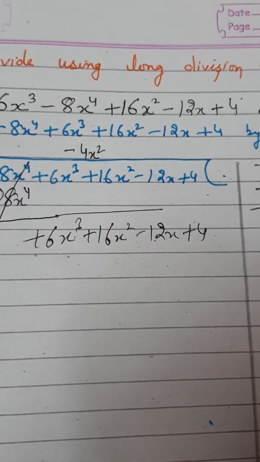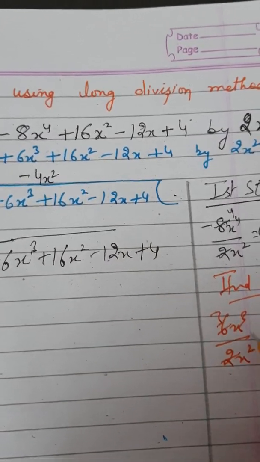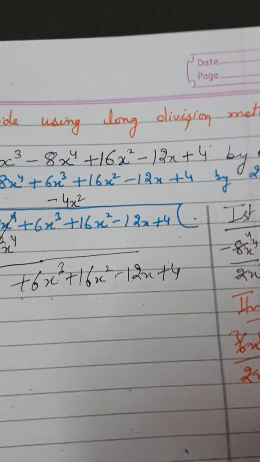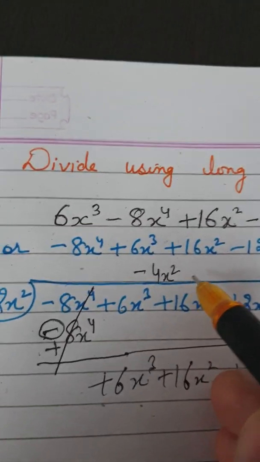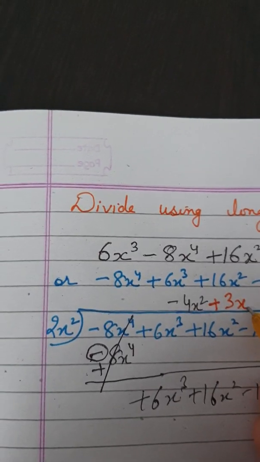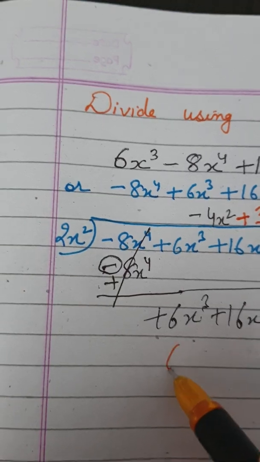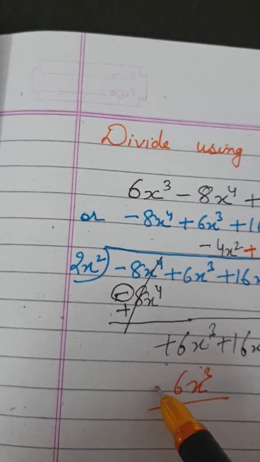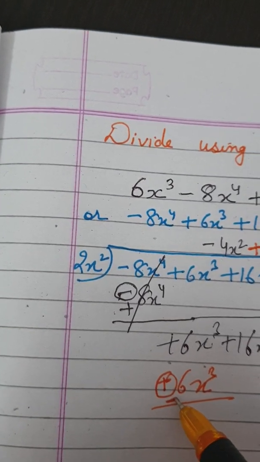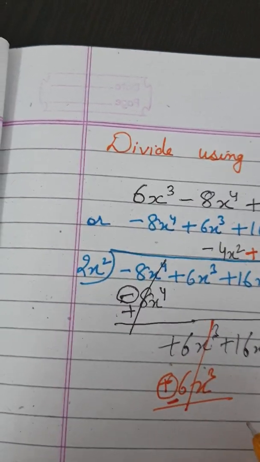6x cube over 2x square. On cutting, I get 3, and for the variables x cube over x square, I get x. So this is the second term of my quotient. No sign is there, so assume a plus sign, plus 3x. Now 3x into 2x square comes to be 6x cube. Now for subtraction, again change the sign. This becomes minus, and the signs are opposite, so like terms cancel.